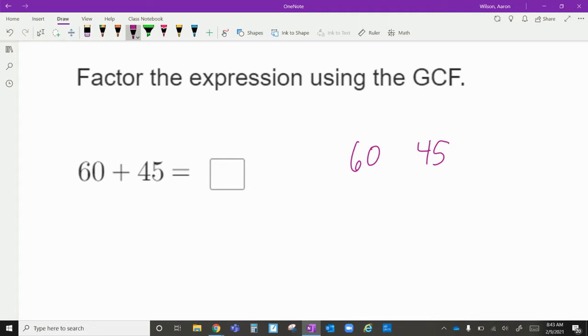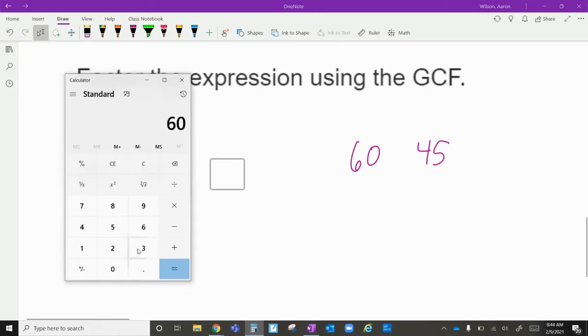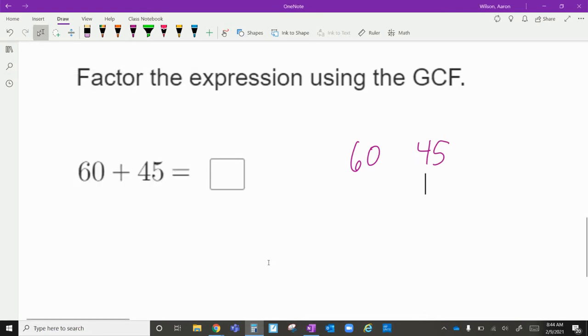Can 3 go into both of these? And the answer is yes, and you could use your calculator to test it. So when I say, will 3 factor in both, you do 60 divided by 3, and we're hoping it kicks out a whole number, and it does. And then we test it with 45. Hopefully 45 divided by 3 is a whole number. And yes, it is. So what this means is we're going to factor out a 3, and 60 divided by 3 was 20.